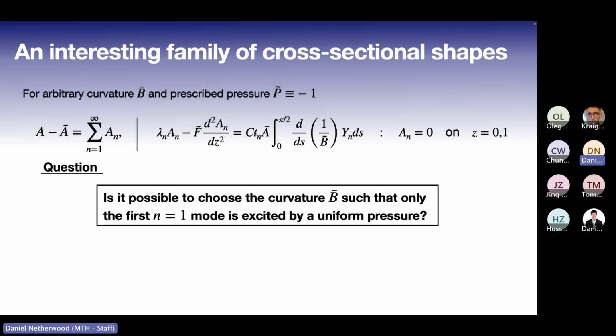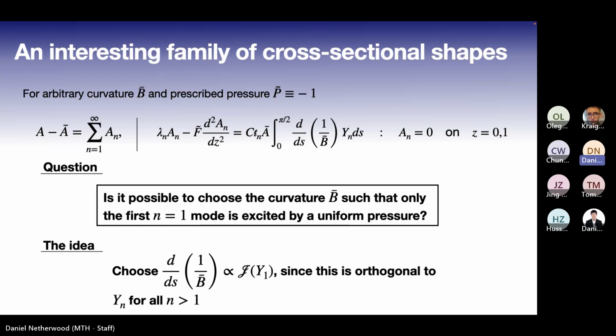Now I want to ask a question. Given that we have the freedom to choose the curvature V bar, is it possible to fine-tune it in such a way that this series expansion only has one non-zero contribution? So is it possible that A1 is non-zero, and then for n greater than 1, the rest of the terms are all 0? That would give us a fully analytical solution to this problem.